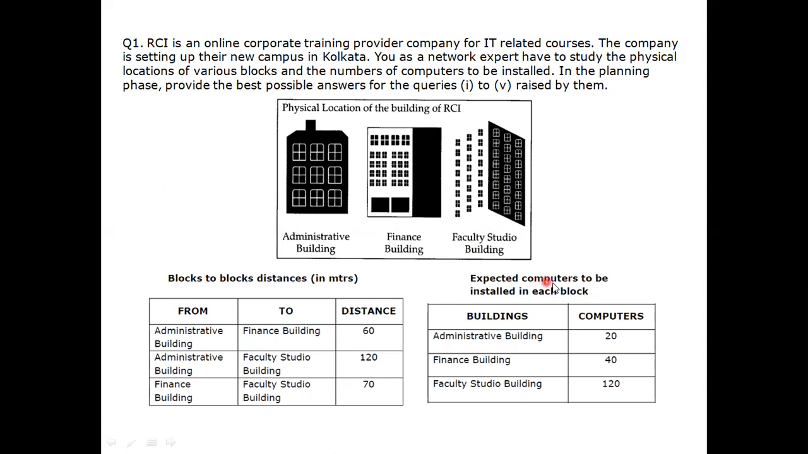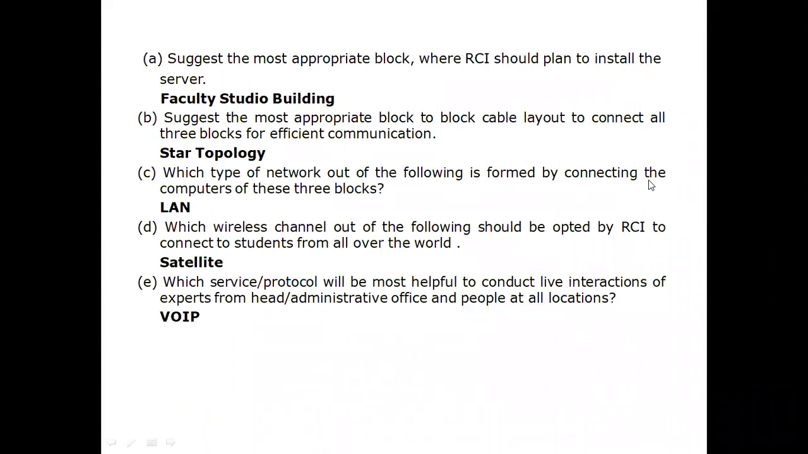And what are the expected computers to be installed? How many computers do we have to install within each? In the administrative building, we have to install 20. In finance, we have to install 40. And in the faculty studio, we have to install 120. So this is the scenario given in the question. This is the whole question which the examiner may ask in your paper. After that, they have given a list of questions to you.